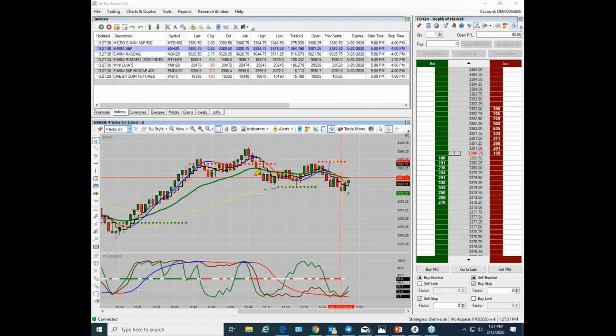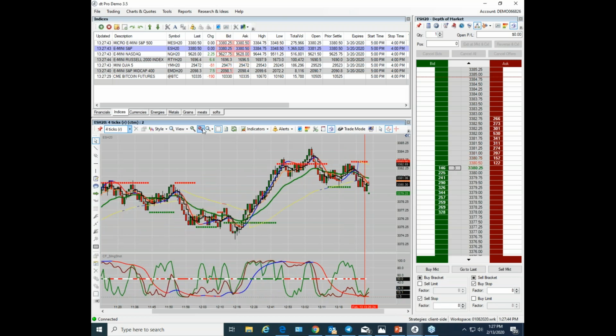The other thing I want you to get in the habit of doing is hitting this zoom out button, this red magnifying glass. This is going to help you determine whether markets are trending or not. 1, 2, 3. That's all you have to do. The reason why you want to do that is you want to see what's going on to the left.